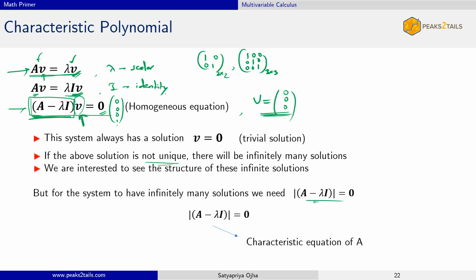Determinant of this matrix must be 0. And that gives us the characteristic. This is called the characteristic equation of A.